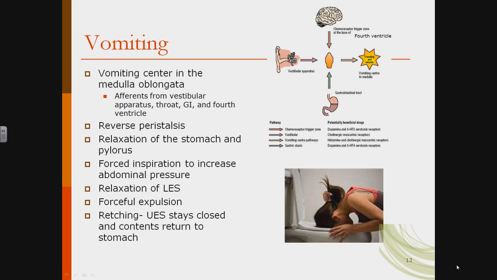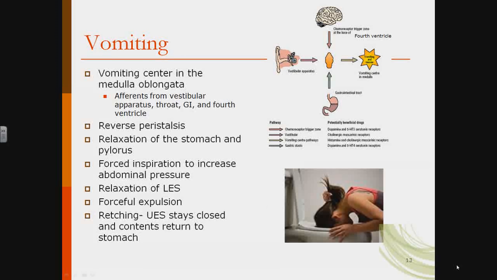And there's also some information sent to the medulla oblongata from the fourth ventricle, which is actually bounded superiorly by the pons and inferiorly by the medulla oblongata. So the fourth ventricle is actually monitoring what might already be in your bloodstream. Say, maybe you drank too much alcohol.